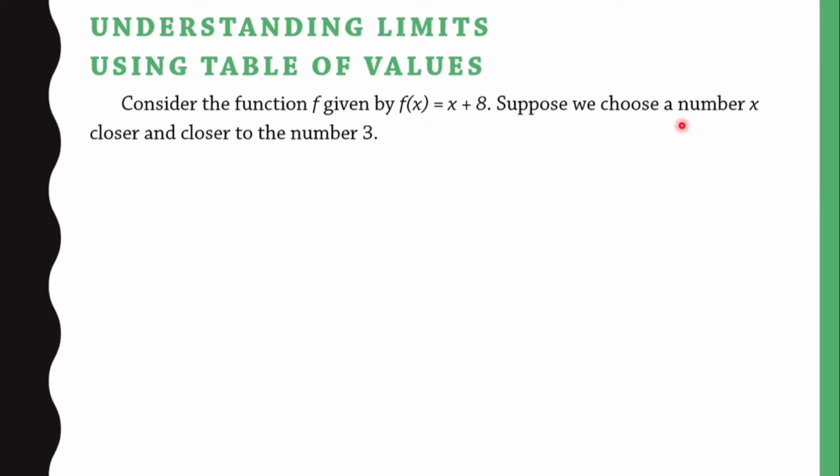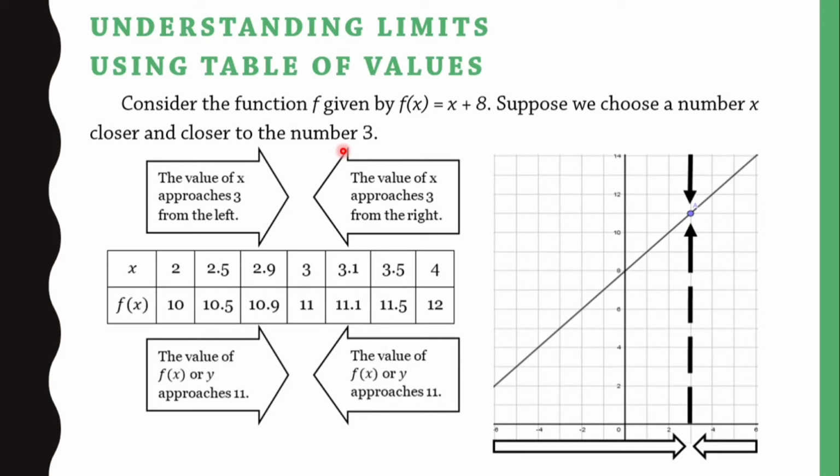Suppose we choose a number x closer and closer to the number 3. Now, we can illustrate this using our table of values here. Now, this graph is for representation purposes so that you may see what we mean clearly. Now, take note, in this table of values, we choose the values of x. We choose numbers which get closer and closer to 3.